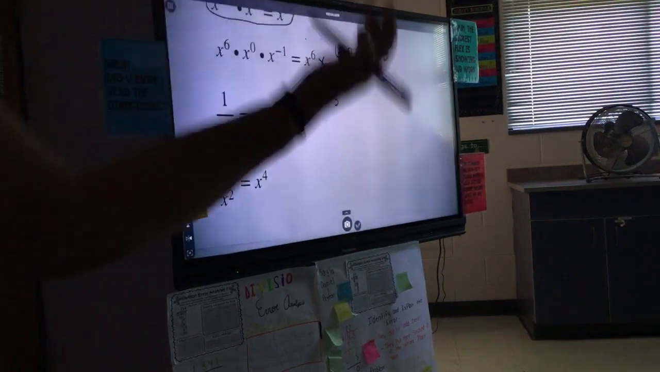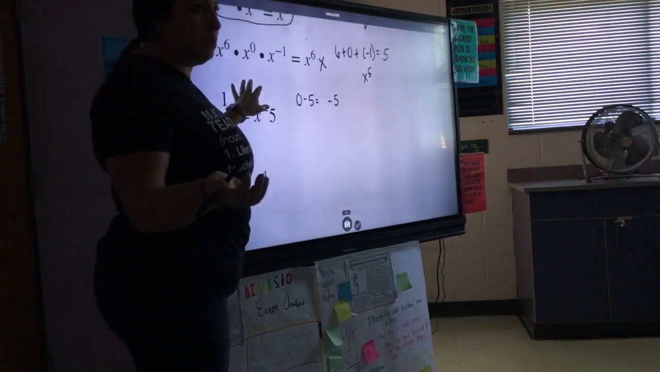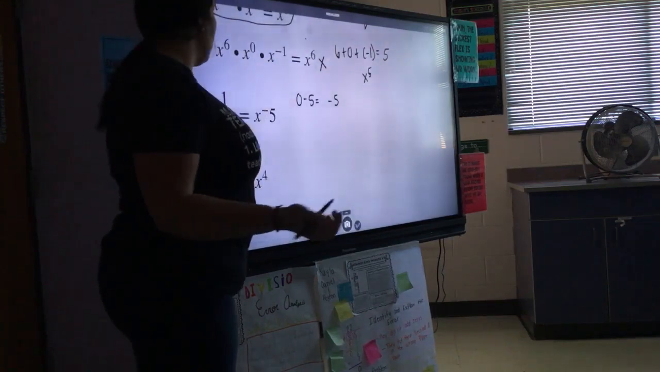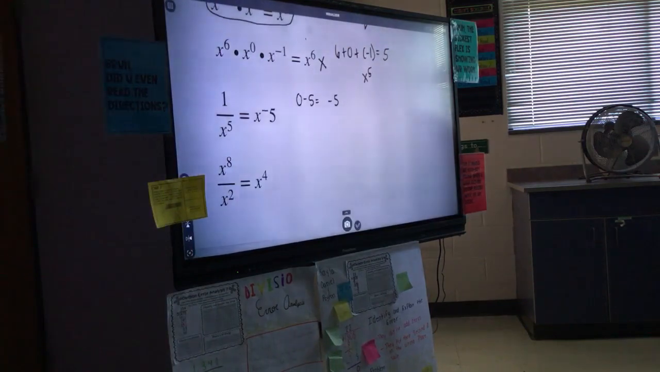Because, like he said, this is the whole, like, 1, right? So technically your exponent is what? 0. So going by the rule of division, what do you do with your exponents? You subtract them. No? Yes? Guys, keep it simple.